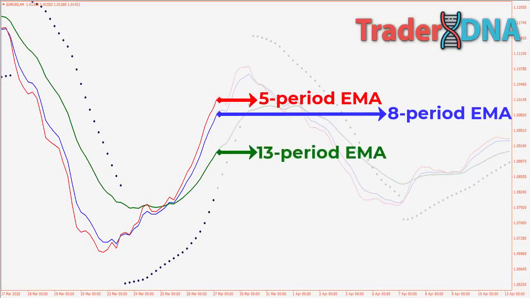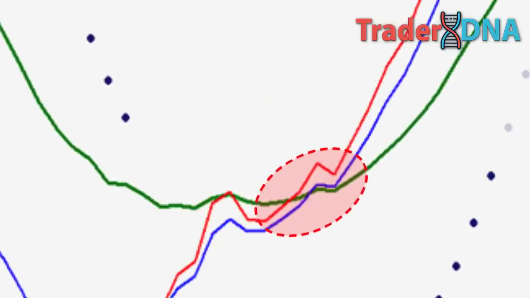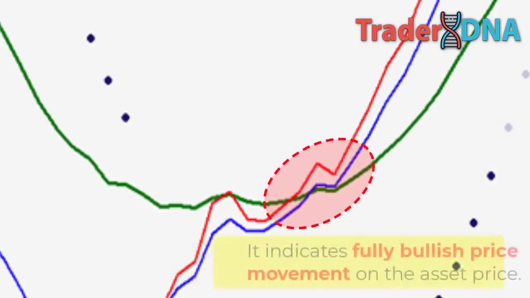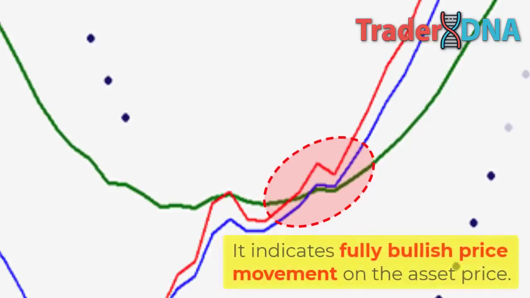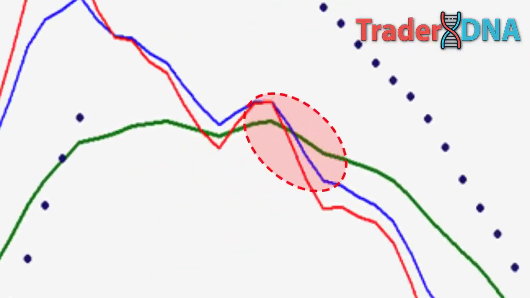When the price movement shifts to a bullish phase, the red EMA will first cross above the other two, then the blue EMA will cross above the green EMA. When both the red and blue EMA signal lines cross above the green EMA, it indicates fully bullish price movement on the asset price. The exact opposite crossover occurs between the EMA signal lines when the price movement shifts to a bearish trend. Parabolic SAR indicates the trends by signal dots.